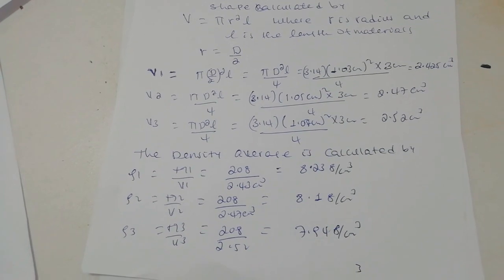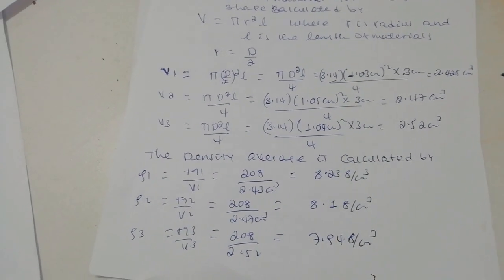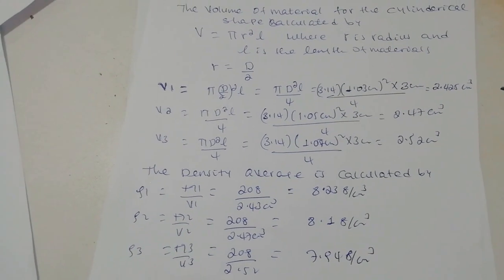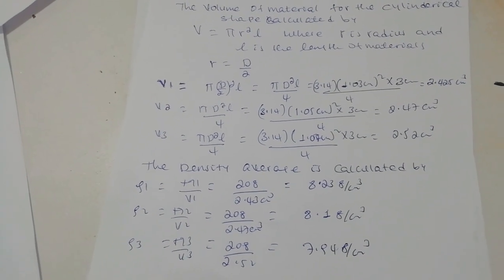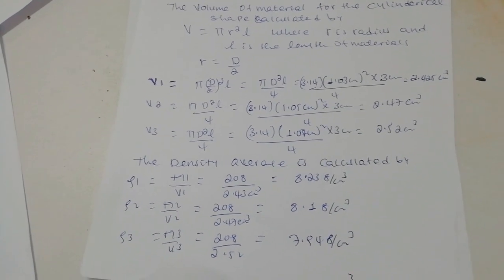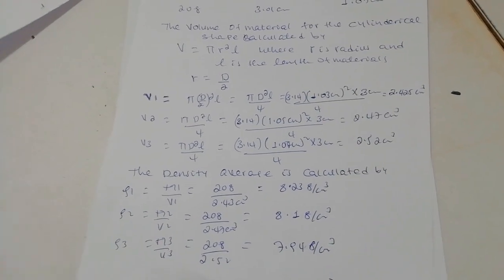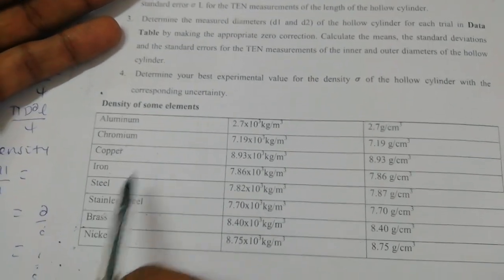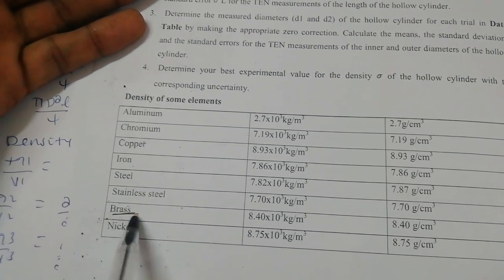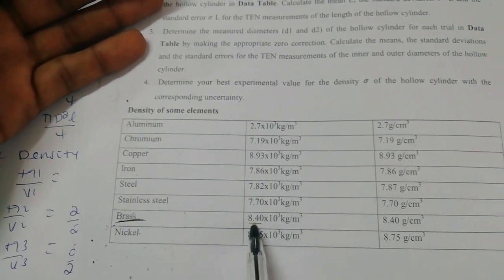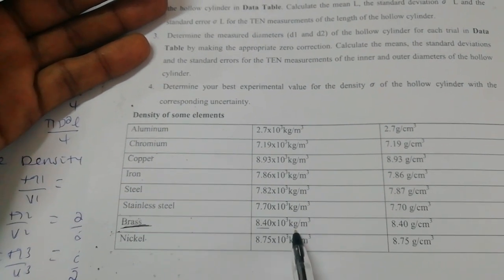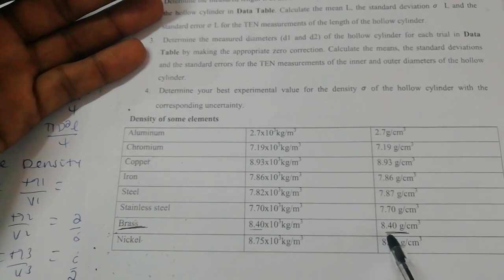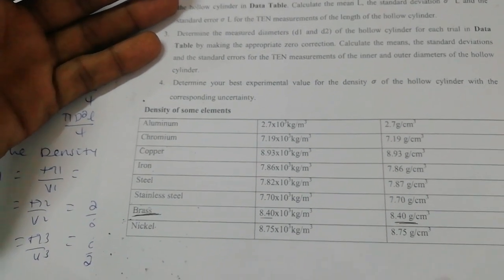This brass material has a standard value of density. It is not just like rectangular blocks. We know the standard value of brass is around this. The brass we are using is around 8.4 times 10 to the power of 3 kilogram per meter cubed, or in gram per centimeter cubed, it is around 8.4 gram per centimeter cubed.